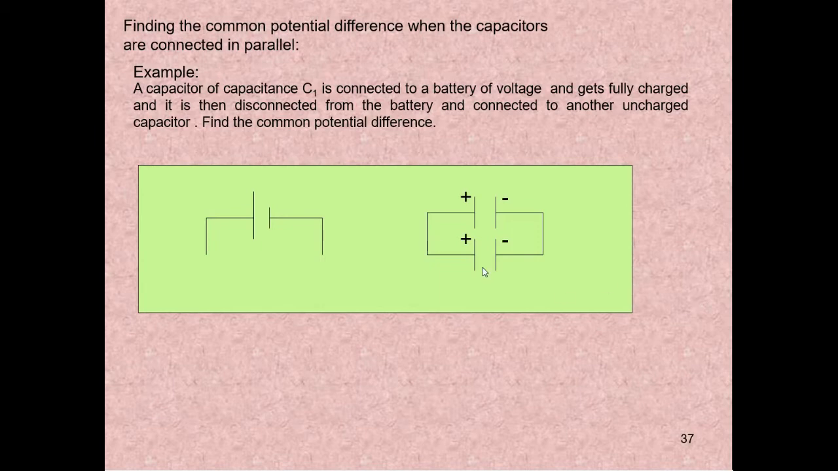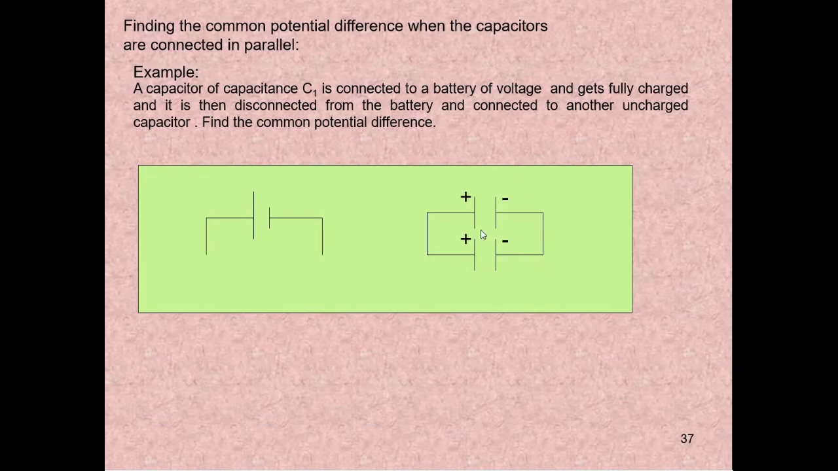You can do it using charge. Charge on this capacitor: this was initially uncharged, and this was only charged from the battery. Charge on this is C1V, where C1 is this capacitance and the battery voltage is V. Charge on this is C1V initially. Then charge sharing takes place. Total charge is C1V because no extra charge is created. Whatever charge is possessed by the capacitor is only shared.